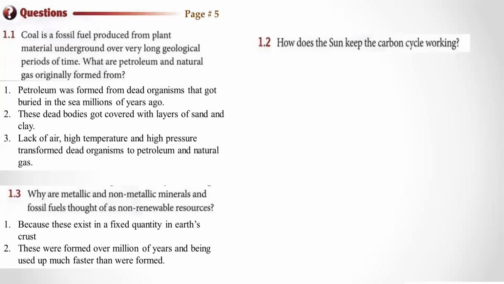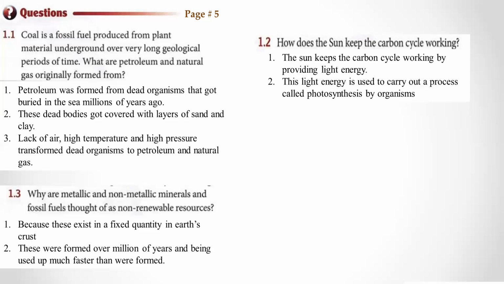How does the sun keep the carbon cycle working? The sun keeps the carbon cycle working by providing light energy, and this light energy is used by organisms to carry out a process called photosynthesis. So organisms do photosynthesis using sunlight. If there is no sunlight, plants cannot convert carbon dioxide of the atmosphere into glucose. So without the sun, they cannot use carbon dioxide.